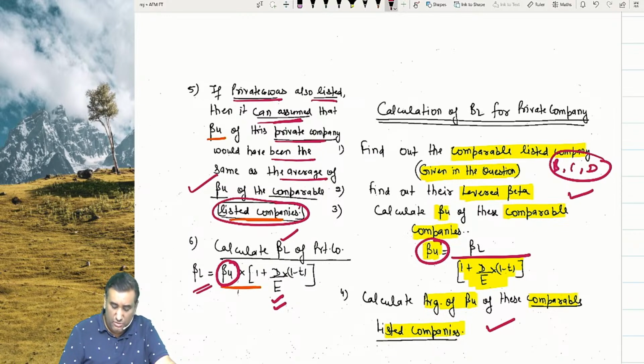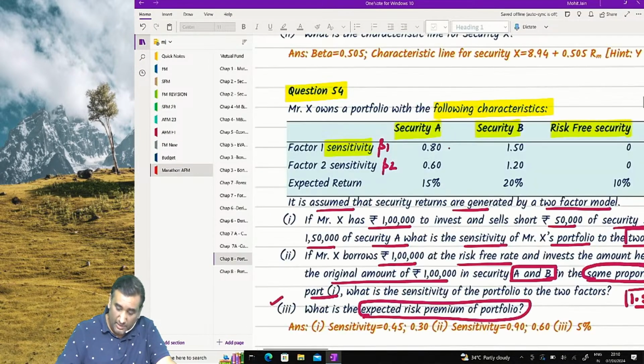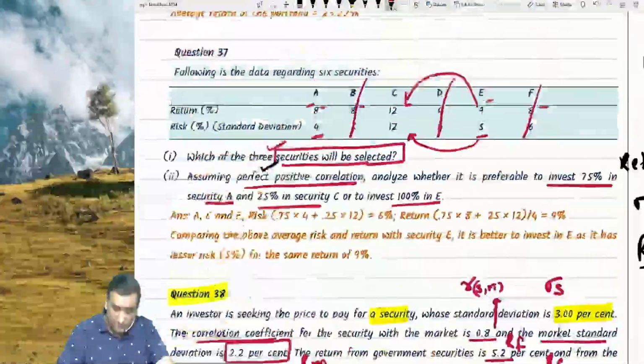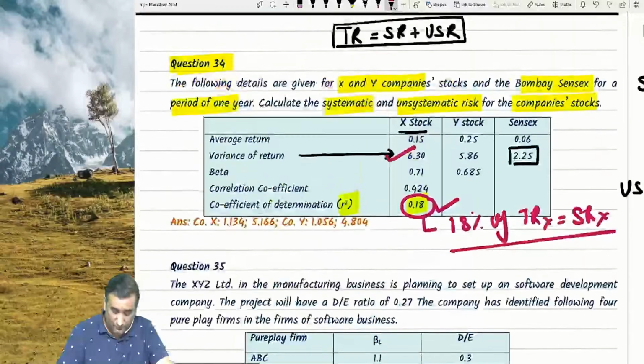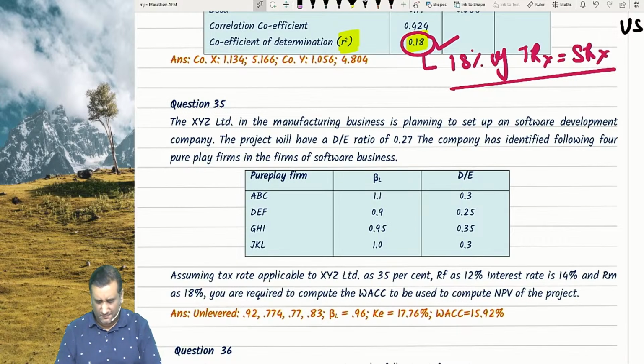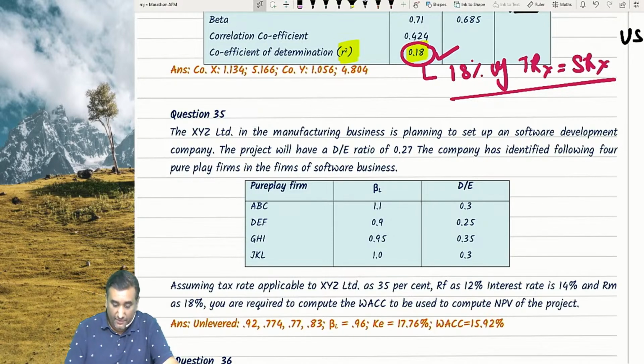Now, how exactly would the questions be framed? That means, sir, we have to remember these two formulas? Yes, this unlevering and then relevering. The question framing would come as question number 35. If I go back, question number 35 we have.